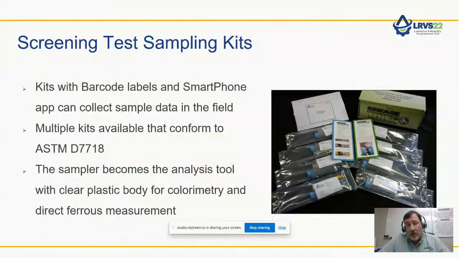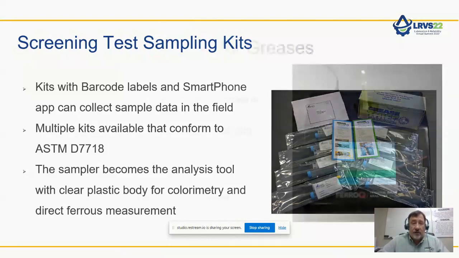The kits with the barcodes and the smartphone app can collect the sample data in the field so that all that information is retained. These all conform to the ASTM standard, and then that sampler, that small thief, becomes the analysis tool. It has that clear plastic body. We can do colorimetry, as we'll show, and some direct ferrous measurement.